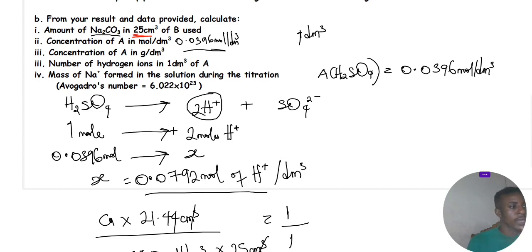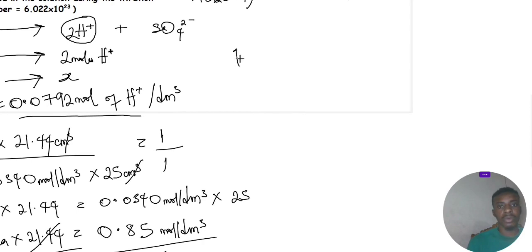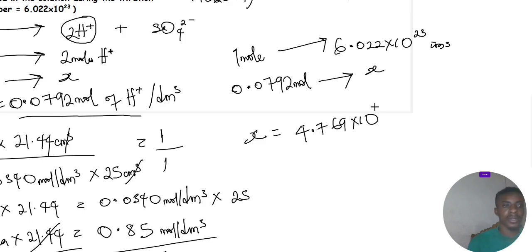But take note, we were asked to calculate the number of hydrogen ions. This is in mole. So for you to calculate the number of hydrogen ions from the Avogadro's constant we are given there, 1 mole of a substance contains 6.022 times 10 raised to the power 23 ions or particles. Okay, then if 1 mole contains it, then this number of moles, 0.0792 moles of hydrogen, will contain how many ions in 1 dm cube? As usual, we cross multiply. That is 1 times S gives us S, then 0.0792 times the Avogadro's number gives you 4.769 times 10 raised to the power 22 hydrogen ions.